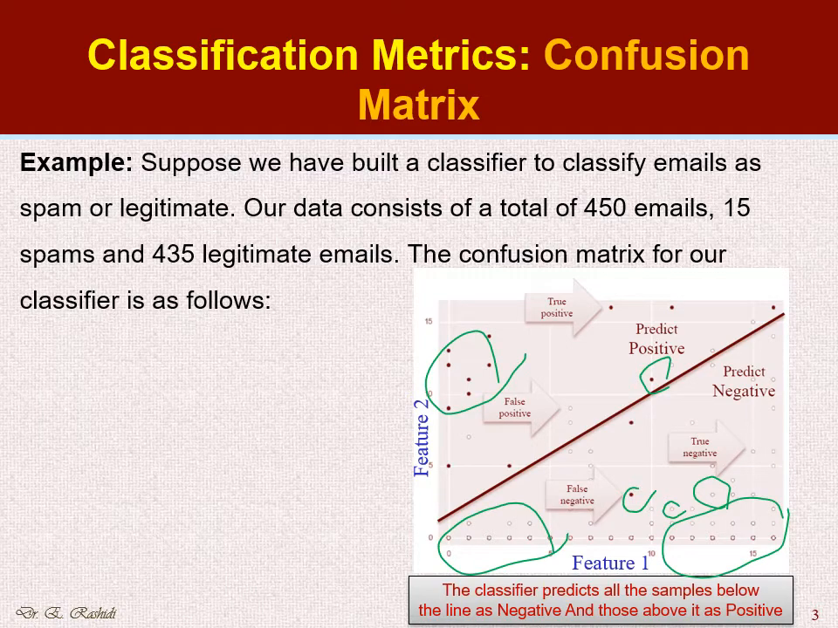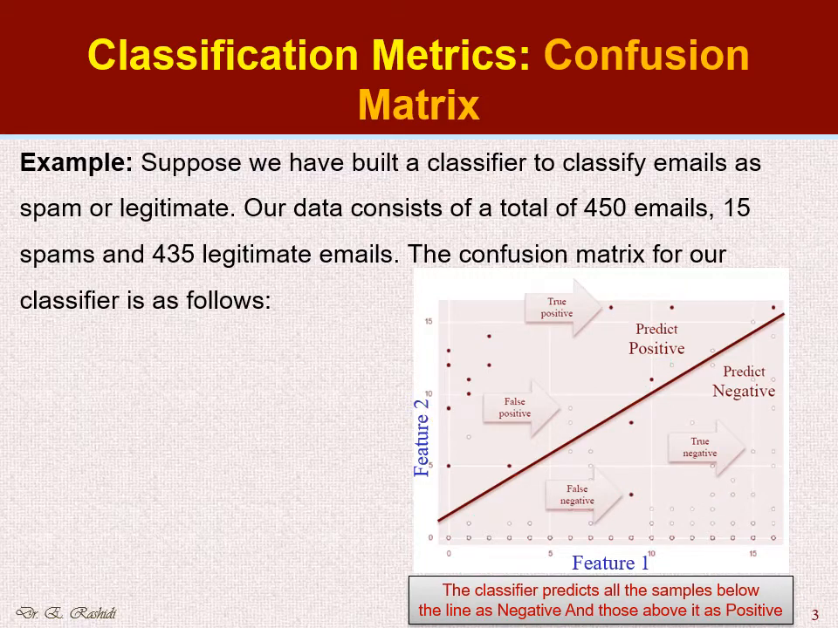The white or empty ones are legitimate or class negative, and the solid or the red ones here are spams or positive class. So based on this figure, you can actually see whether we have made a correct prediction or not. And also, you can actually build the confusion matrix here.